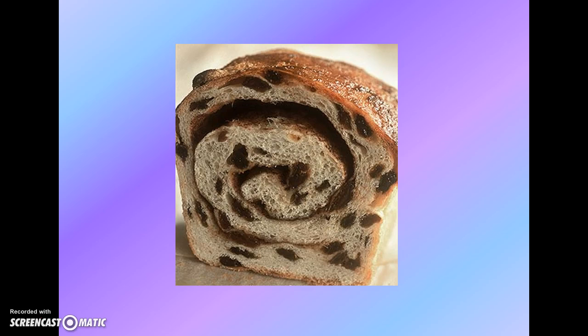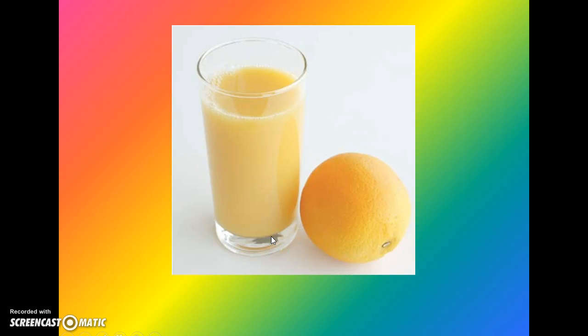Raisin bread has dough, raisins, and there is evidence of bubbles of air if you see the little spaces in between. And this orange juice has water, sugar, and maybe added vitamins, sometimes even orange pulp.